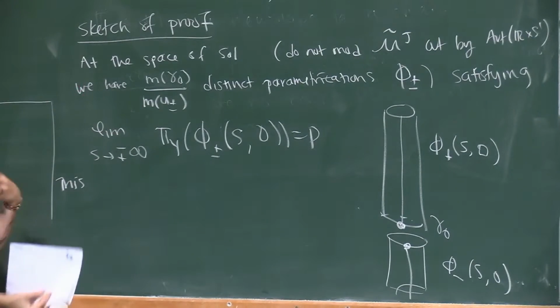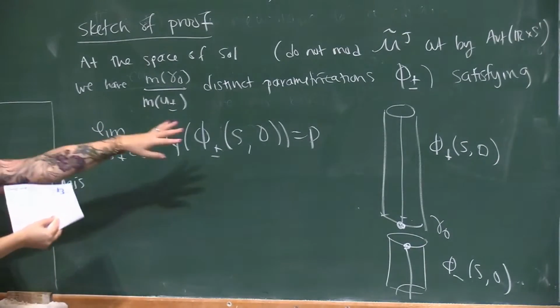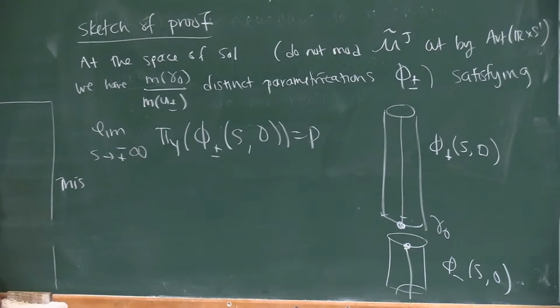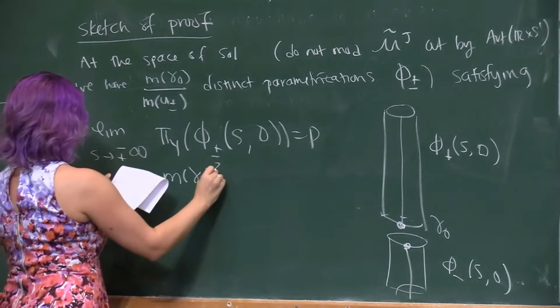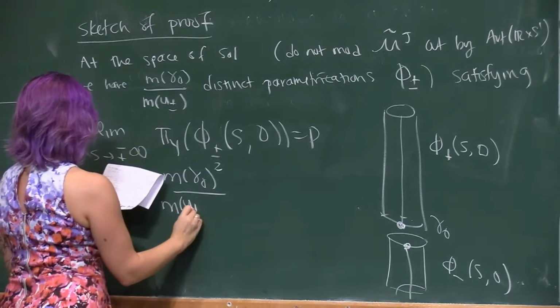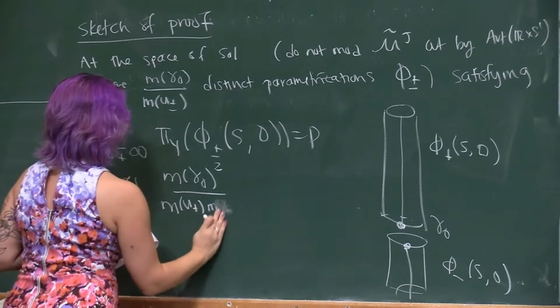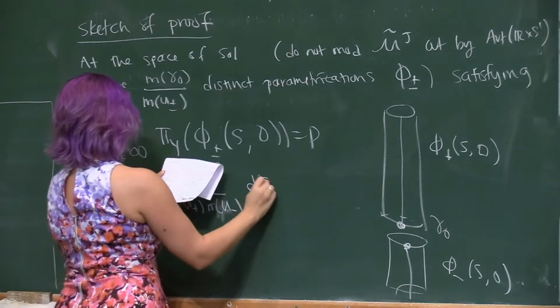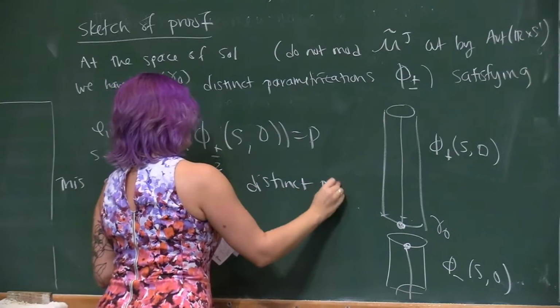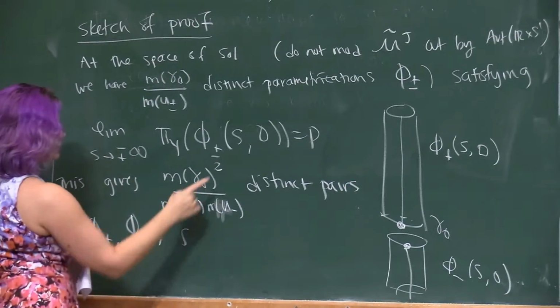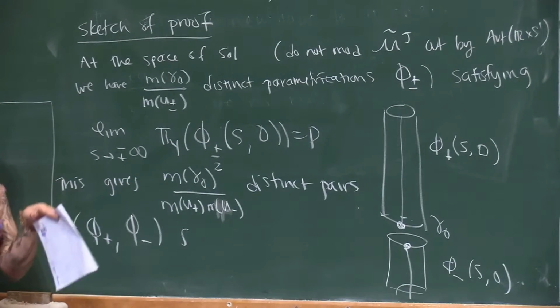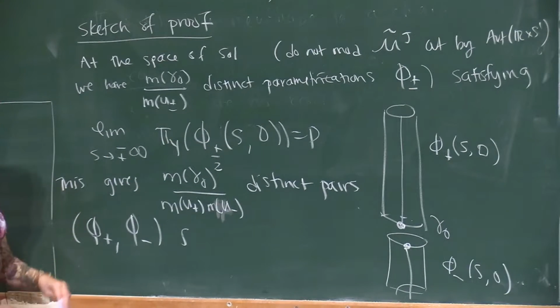Okay, so the point is that these distinct parametrizations that we have for phi plus and phi minus, which are the things that we're going to construct a pre-glued curve out of, this gives m of gamma naught squared divided by m of u plus m of u minus distinct pairs, phi plus phi minus, satisfying this point constraint on the middle ray orbits. We know that they can be glued together at the end of the day.